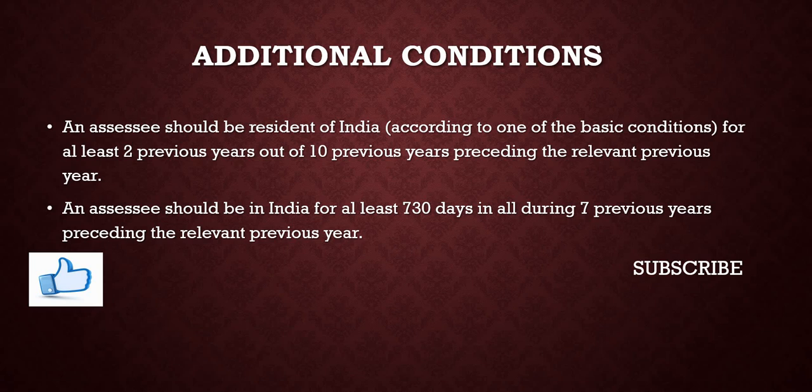Then the second additional condition is that an assessee should be in India for at least 730 days in all during 7 previous years preceding the relevant previous year. So his stay should be in India. In order to satisfy the second additional condition, he must stay in India for a period of 730 days or more during 7 previous years preceding the relevant previous year. Then he will be satisfying the second additional condition here.